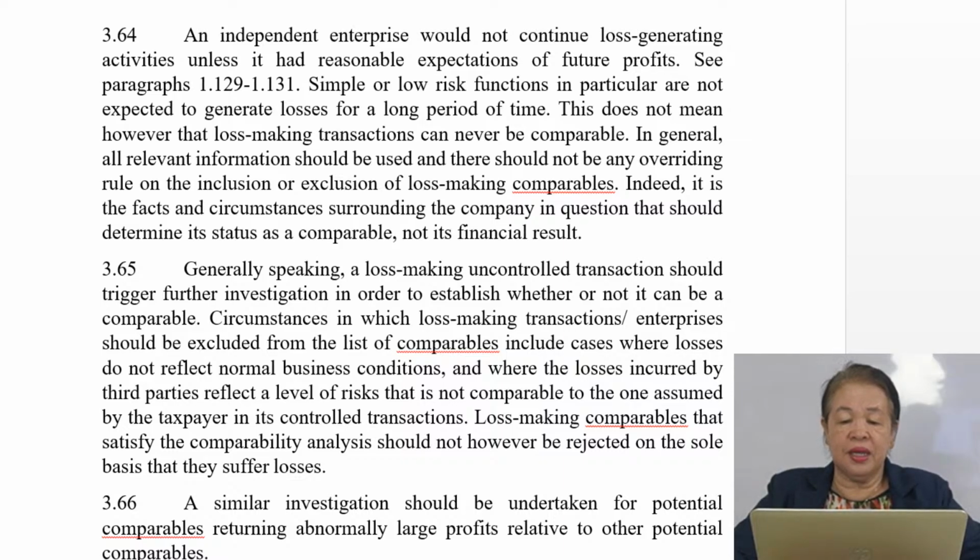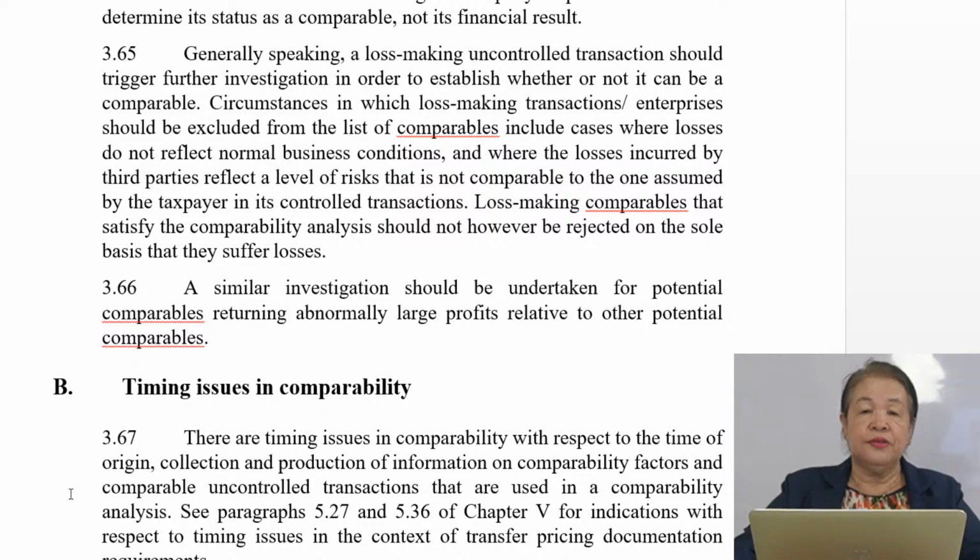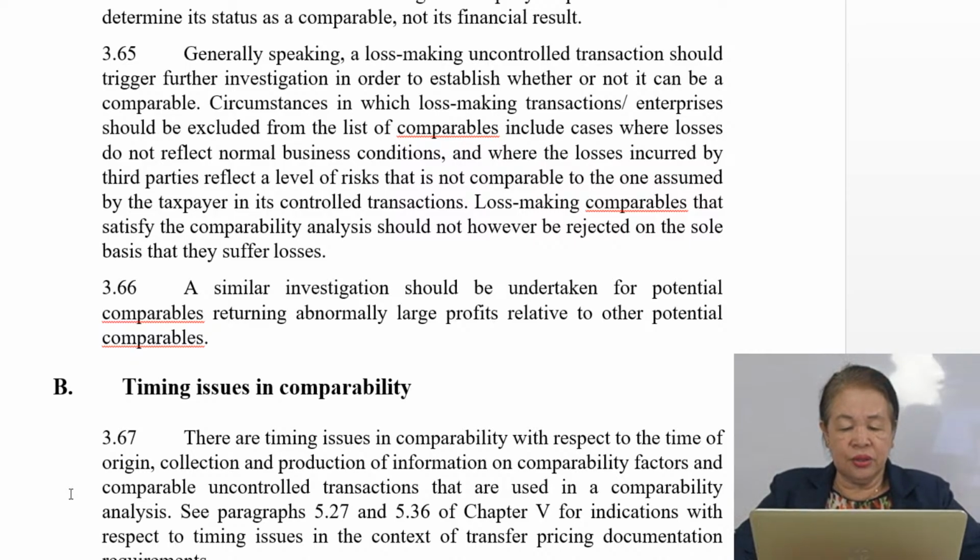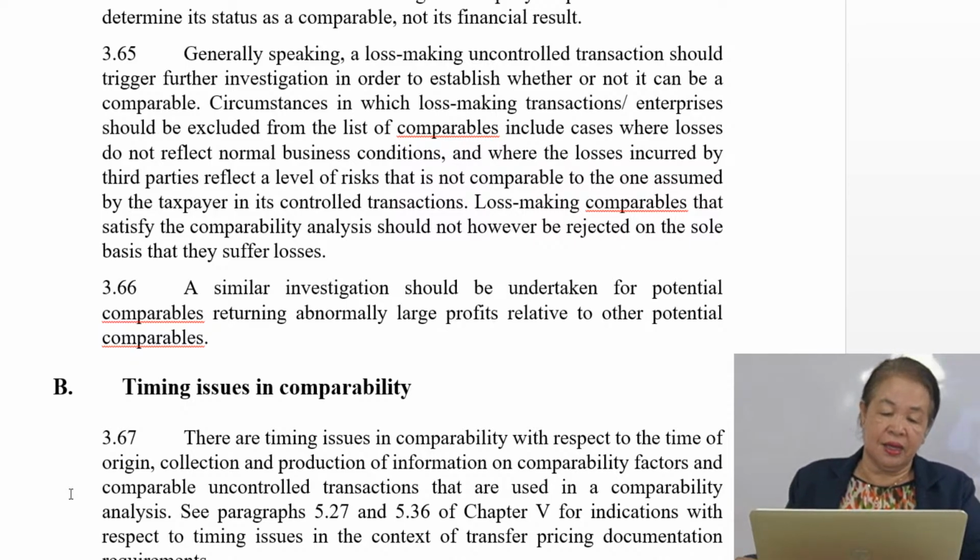So generally speaking, a loss-making uncontrolled transaction should trigger further investigation in order to establish whether or not it can be a comparable. So further investigation. Circumstances in which loss-making transactions or enterprises should be excluded from the list of comparables include cases where losses do not reflect normal business conditions. So exclude mo yan. Halimbawa, kagaya ngayon, hindi normal dahil may pandemic. So this is not normal business conditions. You don't want to choose it as a comparable. And where the losses incurred by third parties reflect a level of risk that is not comparable to the one assumed by the taxpayer in its controlled transactions. So loss-making comparables that satisfy the comparability analysis should not, however, be rejected on the sole basis that they suffer losses, no? Okay, so pwede pa rin silang isama as comparable.